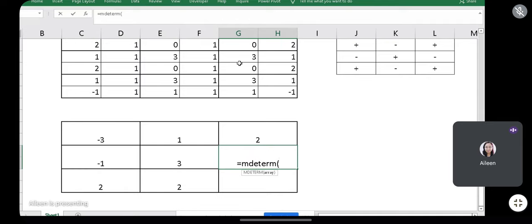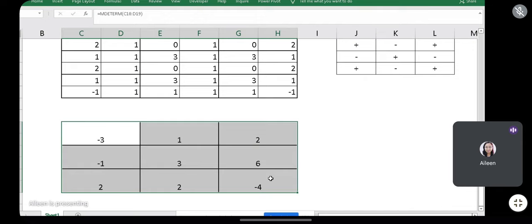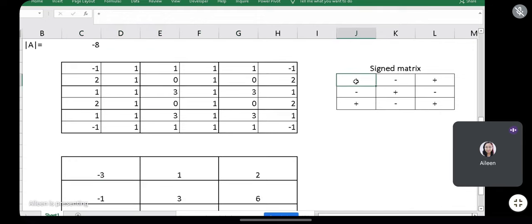Let us do an exercise. Then equals MDETERM again of our minor. This is our minor without the sign yet. Since this position is positive, it remains. This one should be negative, so it has to become negative 1. This is positive, so it will remain. This one is negative, so it should be positive 1. Next, 1, positive 1.